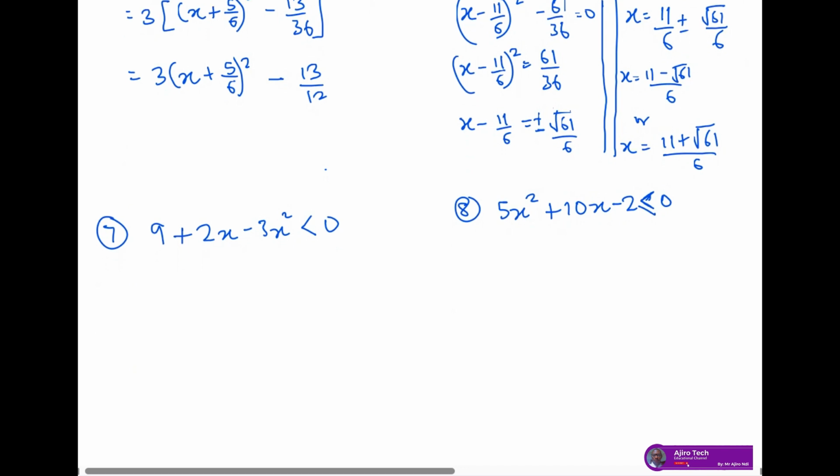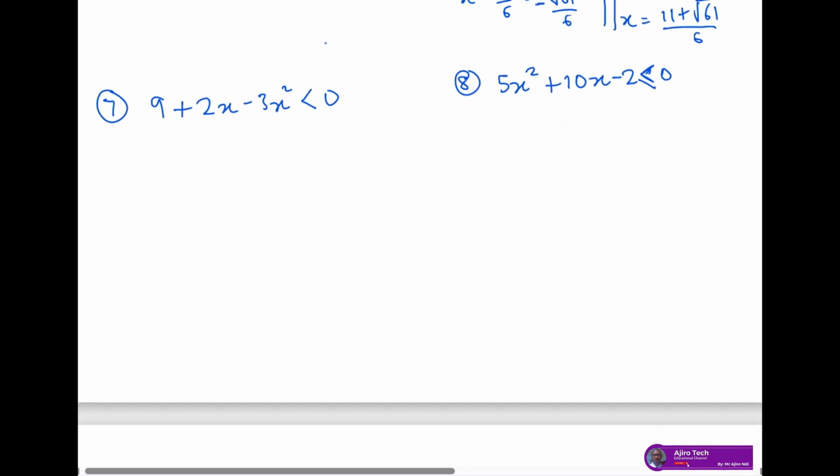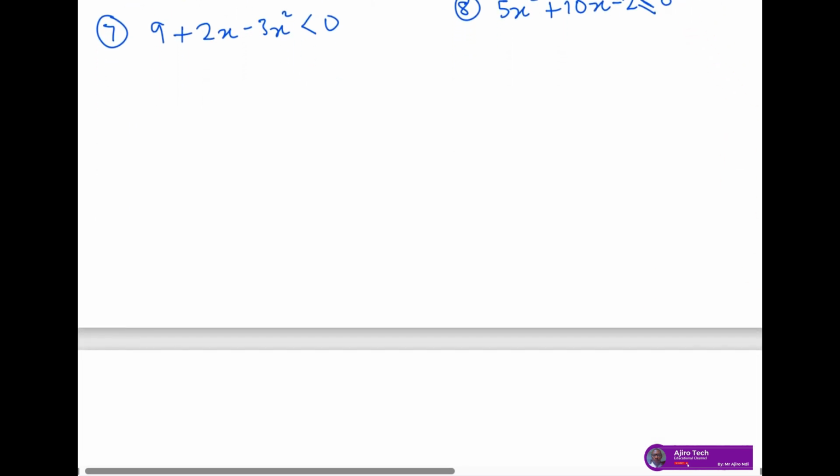Now, our next question should look at when there is inequality. Okay, so there is inequality here. So we stop this. Don't forget that this is negative now. This one is negative.